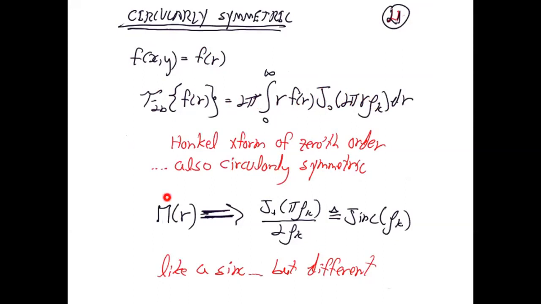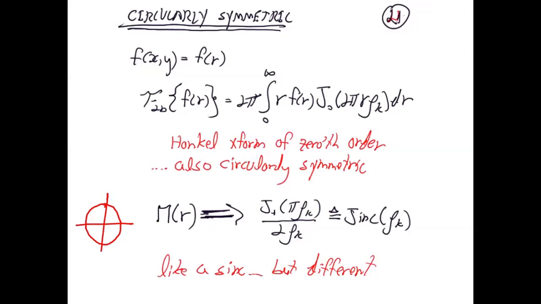So if I have this type of function, what does this function look like? Is it a circle? Yeah, it's a circle. It's called a circ. What are the dimensions of the circle? It has a diameter of 1, right? A radius of a half. And it has an amplitude of 1, so it's kind of a pillbox. It's like a pillbox. Okay.